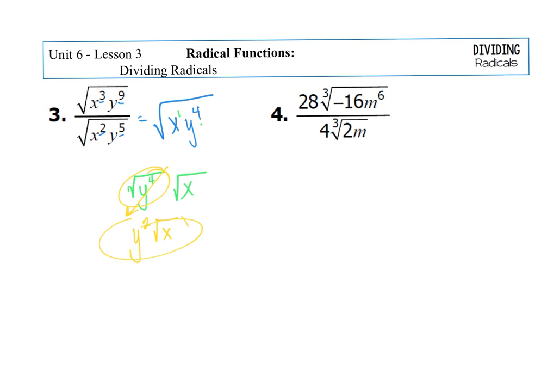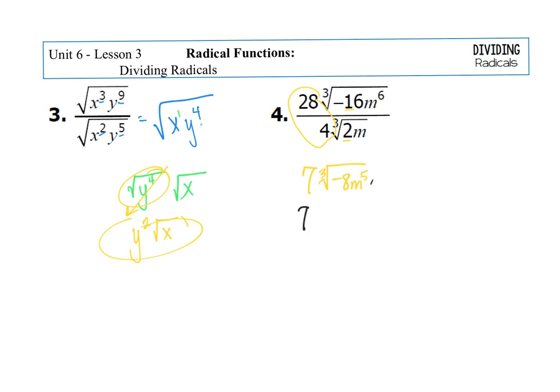Okay, check your outsides, your coefficients. 28 divided by 4 is 7. And we have the cube root. Underneath, we can do negative 16 divided by 2 is negative 8. And for our m's, we have 6 on top and 1 on bottom. 6 minus 1 is m to the 5th. Now we need to simplify the radical.